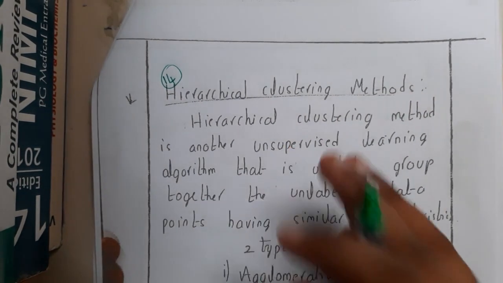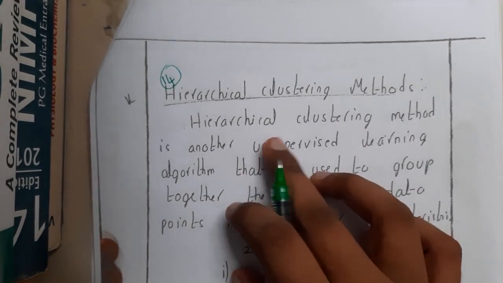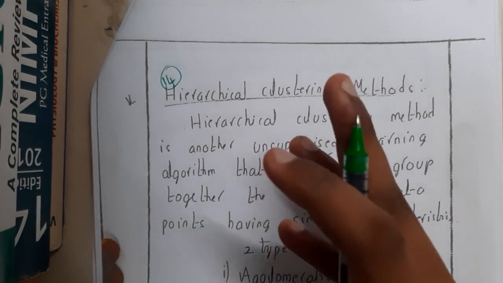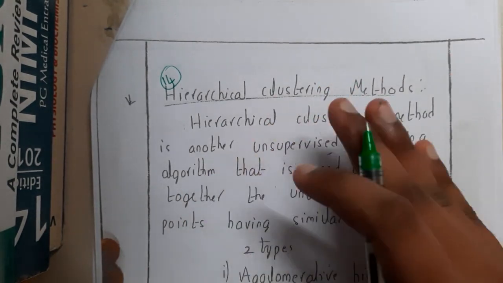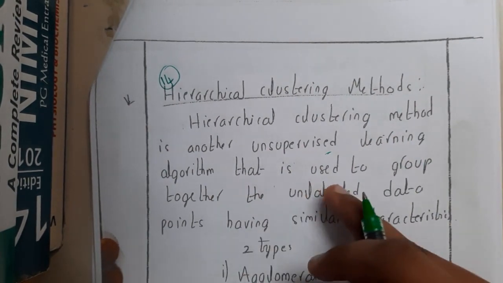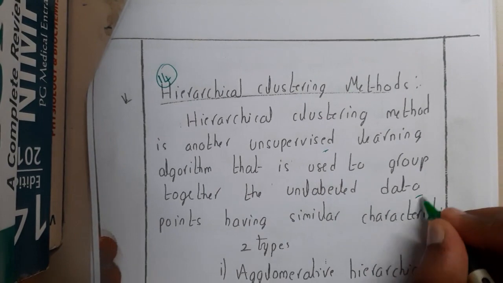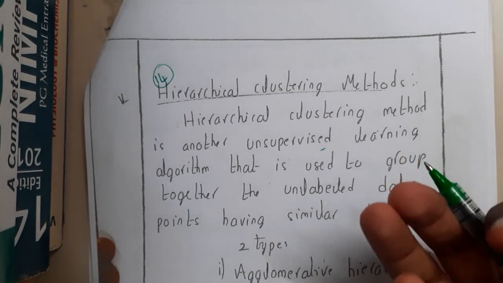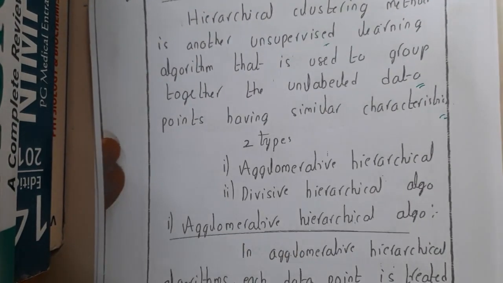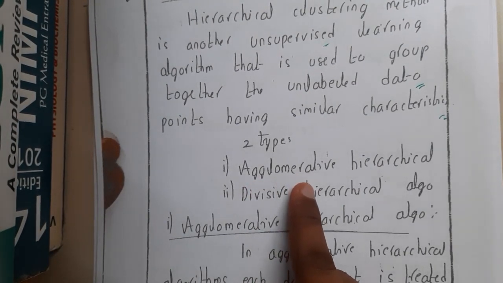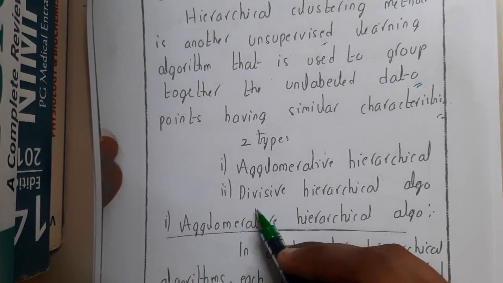Basically, the hierarchical method is also a clustering method, another unsupervised learning method. All the clustering methods are unsupervised, so there is no labeled data or trainer here. It is an unsupervised learning algorithm used to group together unlabeled data points having similar characteristics. Based on their characteristics we merge them. This is of two types: the first type is agglomerative, and the second type is divisive.